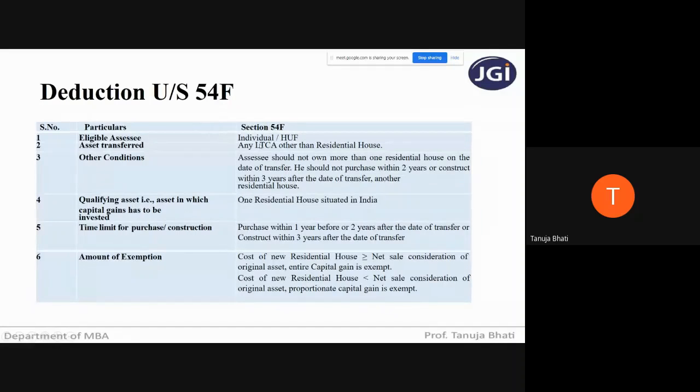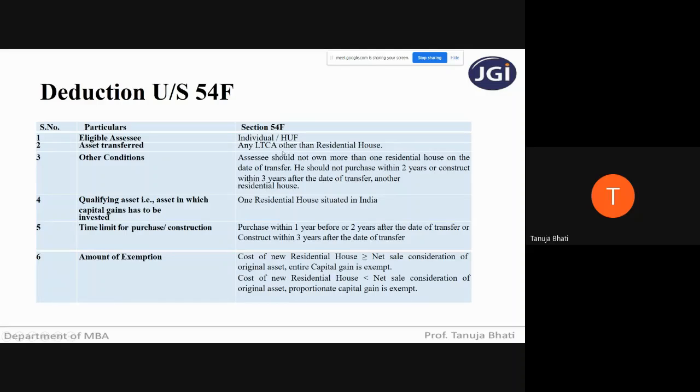This deduction is available to only an individual or HUF. It is not available to everyone. This deduction is available to only an individual or HUF. The asset that has to be transferred should be any long-term capital asset, but it should not be a residential house. So the asset transferred should be any long-term capital asset other than a residential house. Other condition is the SSC should not own more than one residential house on the date of transfer. He should not purchase within 2 years or construct within 3 years after the date of transfer another residential house. This condition should be fulfilled.